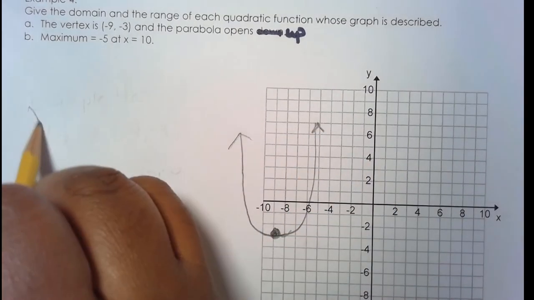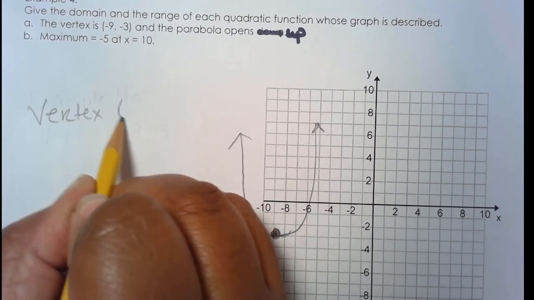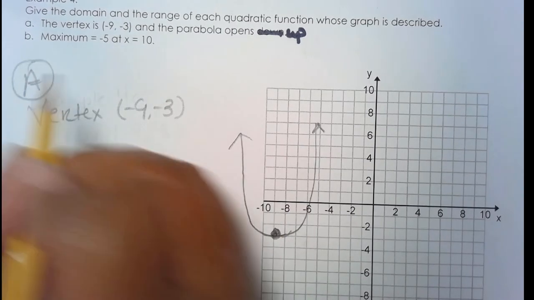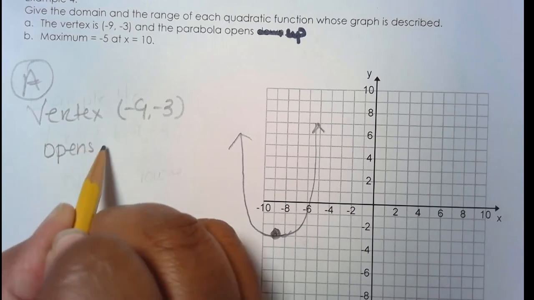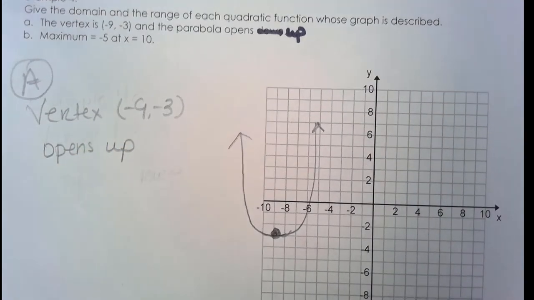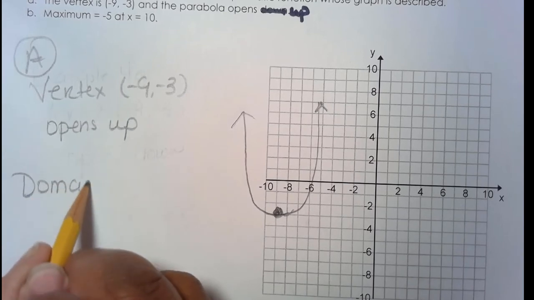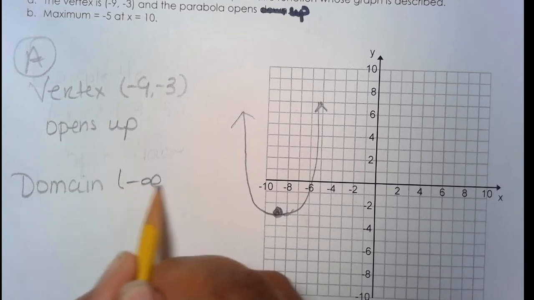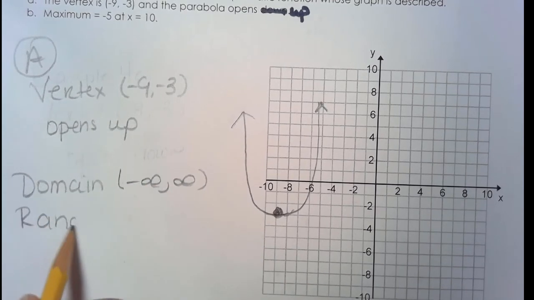Okay, so vertex, it says that it's at -9, -3. This is part A. And then it opens up. What do you think the domain would be? Well, we already know that. We've been doing this for the past couple of examples. Negative infinity to positive infinity. But what is the range?